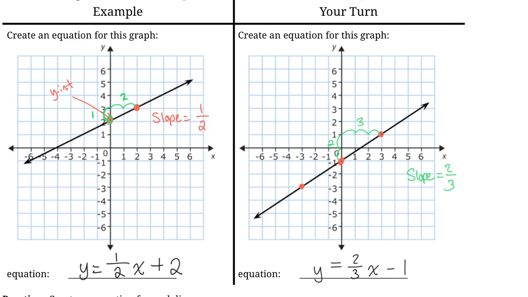But if you went in the opposite direction, you could have gone down 2 units, that would have been -2, and then to the left 3 units, that would be -3. And -2 over -3 is still a positive 2 over 3. A negative number over a negative number makes a positive number, so our slope is still the same. So using our slope and our y-intercept, 2 over 3 and -1, this is our equation of this line. Y equals 2 over 3x minus 1.